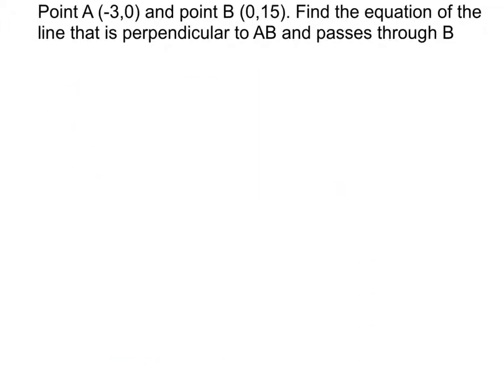Next question, we have 2 points A and B, and we're asked to find the equation of the line that is perpendicular to the line segment AB and that also passes through B. So the first thing we need to do is to find the gradient of AB. So the gradient of AB, m of AB, will be equal to y2 take y1 over x2 take x1.